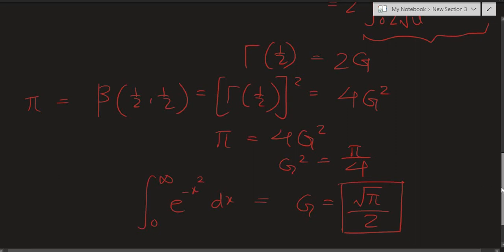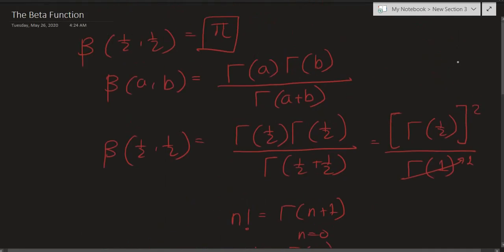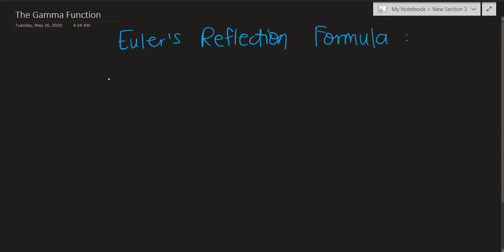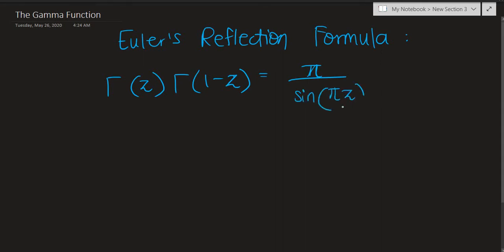And now it's time to actually use the gamma function independent of any other function. So now let's use Euler's reflection formula. What that says is, if you have gamma of z times gamma of 1 minus z, that's equal to pi over sine of pi times z.